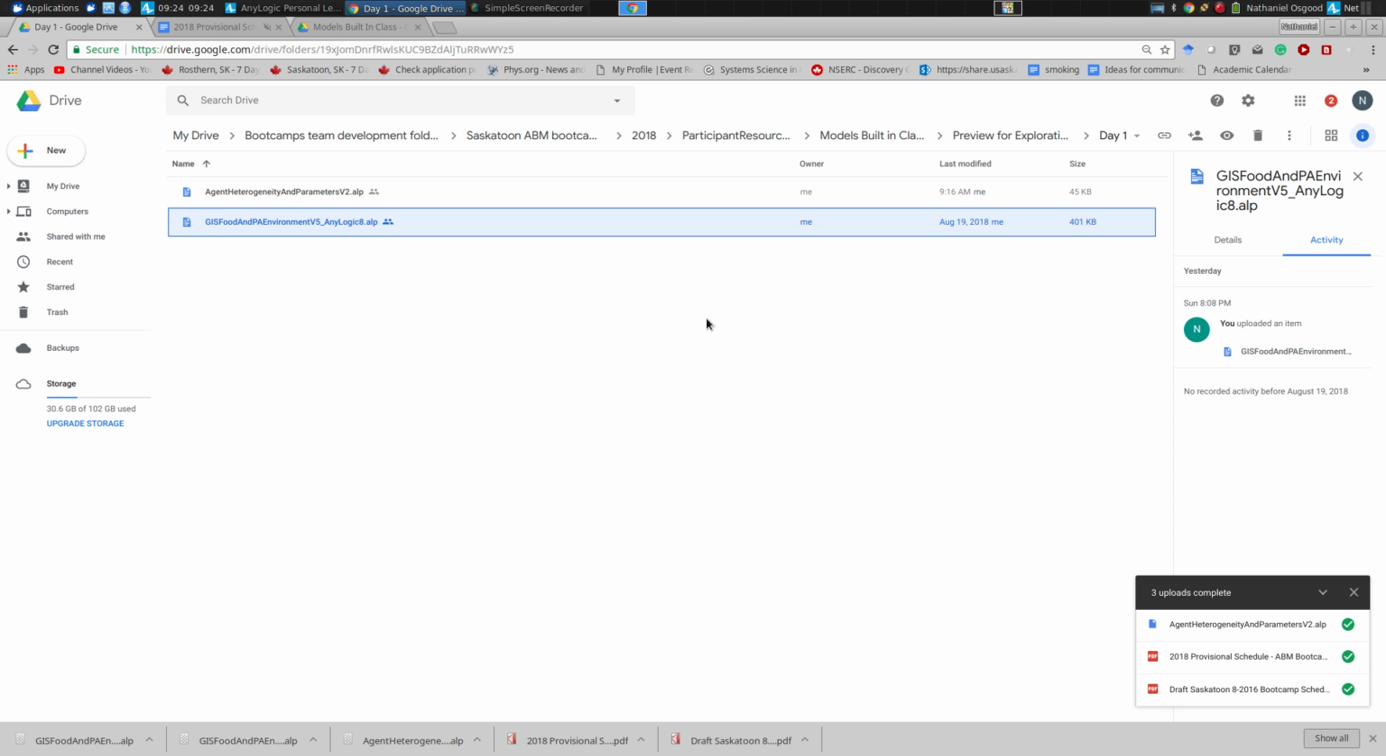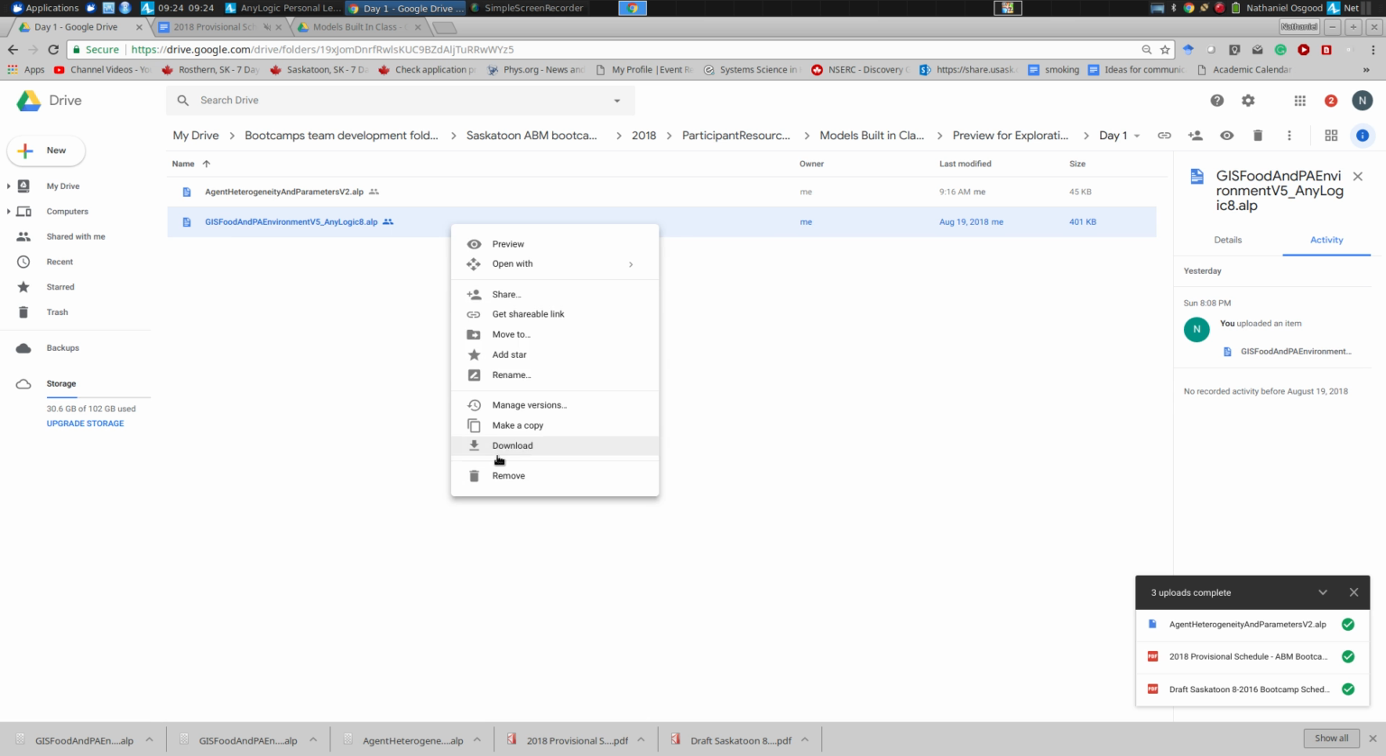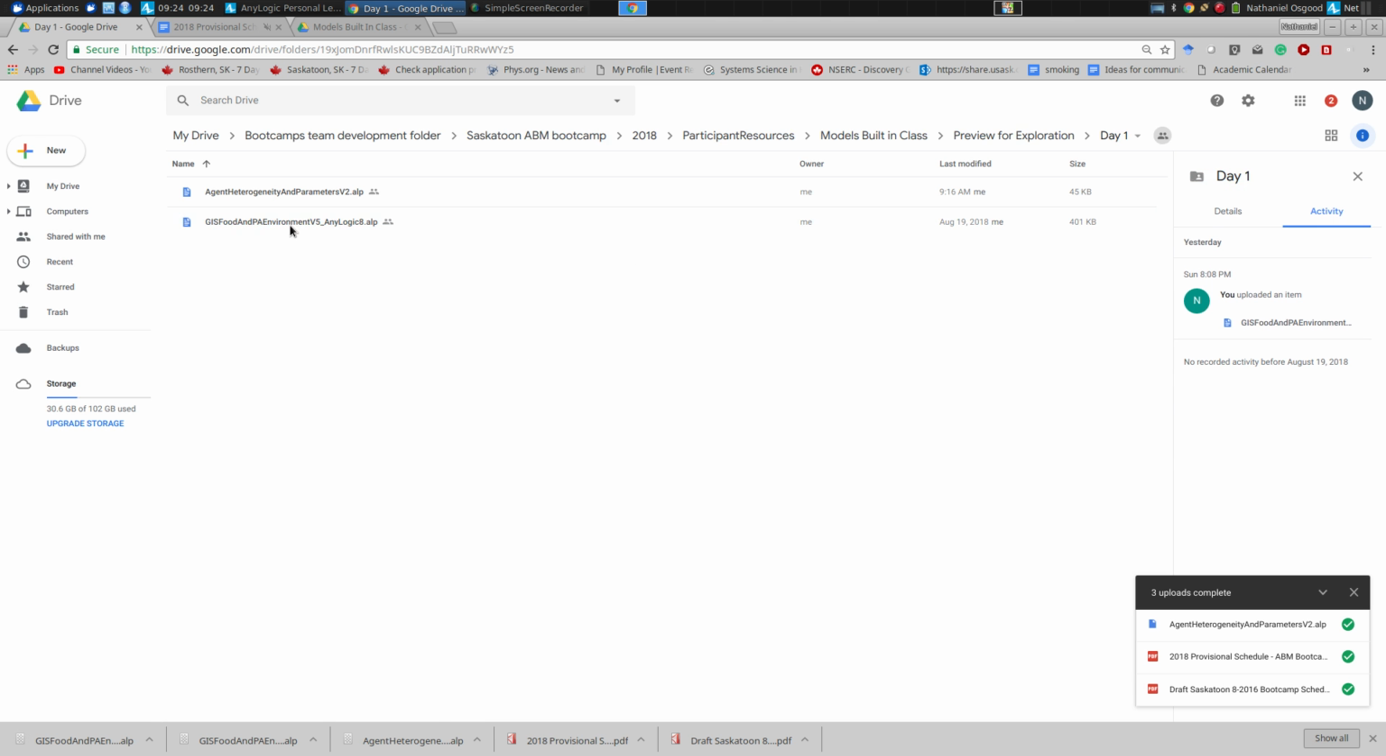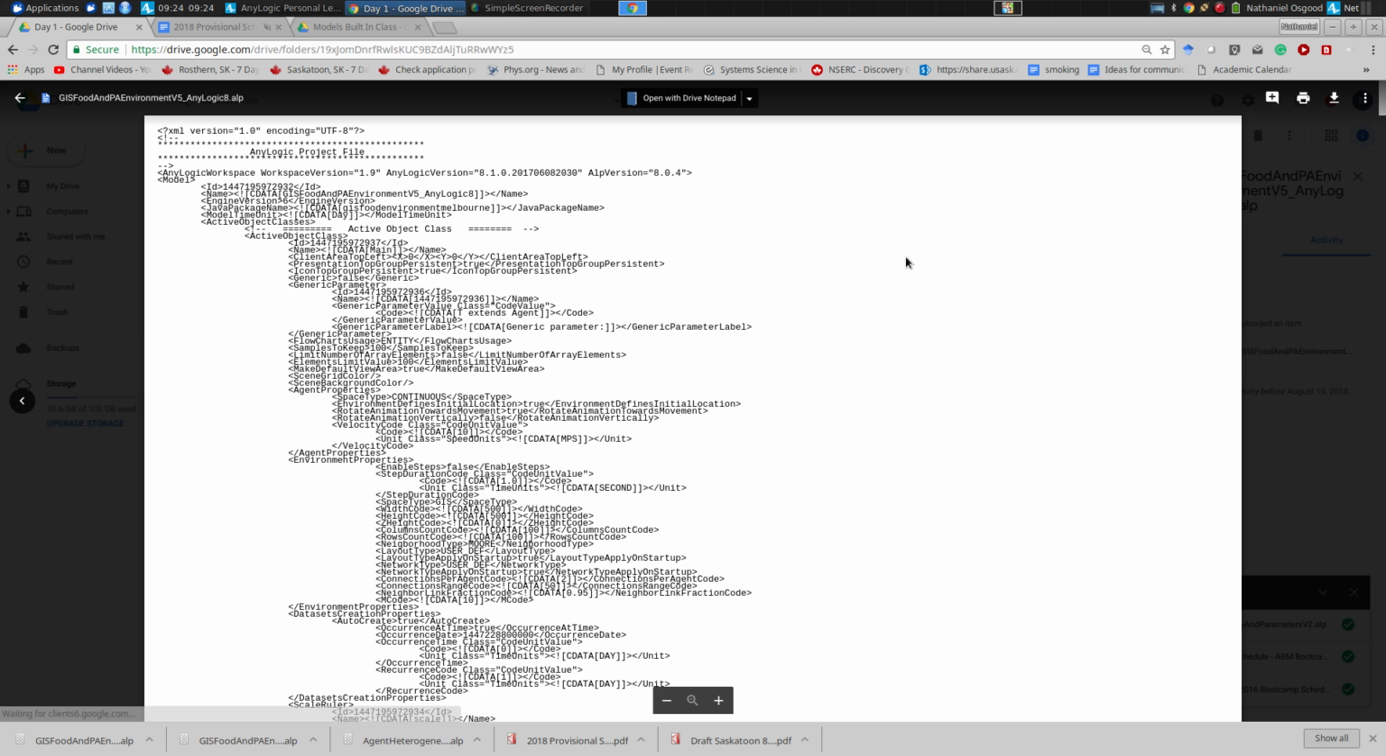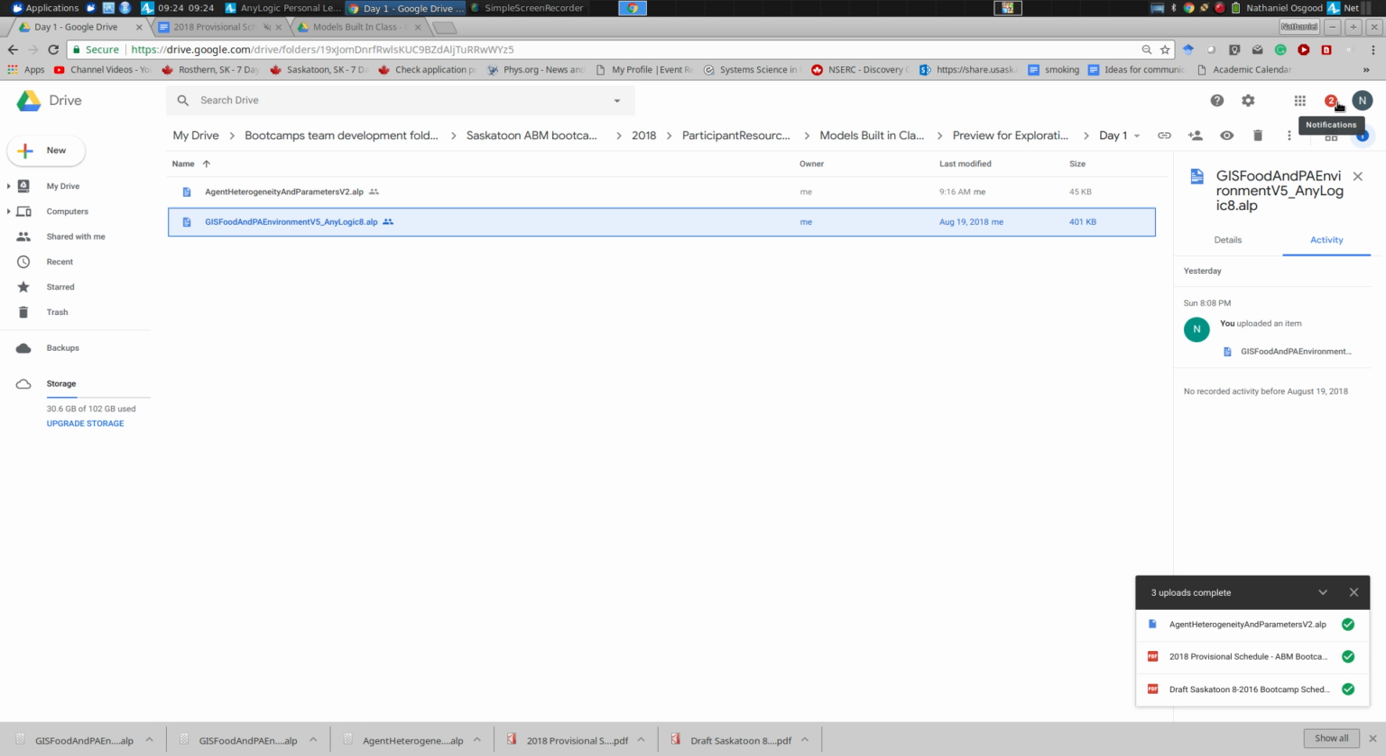So in short, the preferred way to deal with these, and this applies to models shared this way and to the 100-plus models I've shared with you as examples, is to download them. You either right-click and say download, or you double-click and select download up here. Either way, you want to get that model onto your computer.